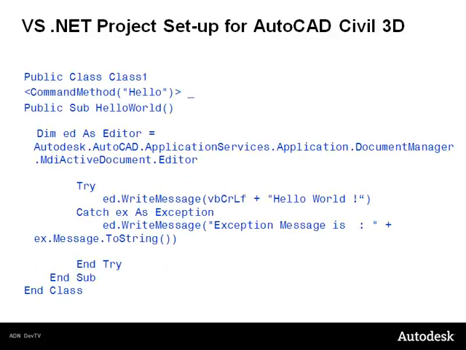This slide shows a typical Hello World code snippet with a very simple command to print a Hello World message at the Civil 3D command line. I'll explain the code sample in detail shortly when I demo the steps using Visual Studio.